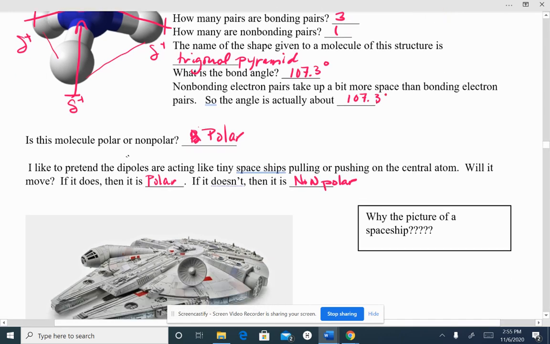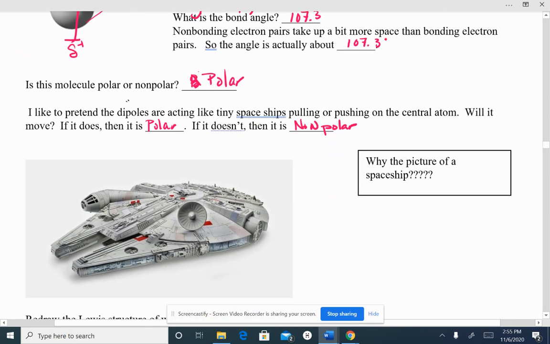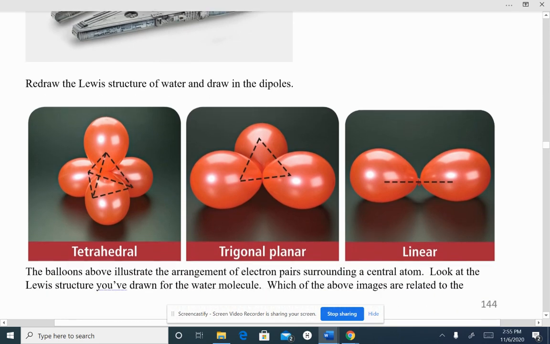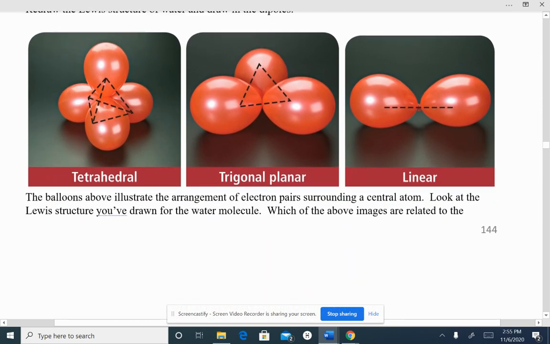So why do you think I have a picture of the Millennium Falcon here? I like to pretend that these dipoles are kind of spaceships like the Millennium Falcon pushing and pulling on that center atom. So it's a good visualization to have. Okay, so let's look at water.